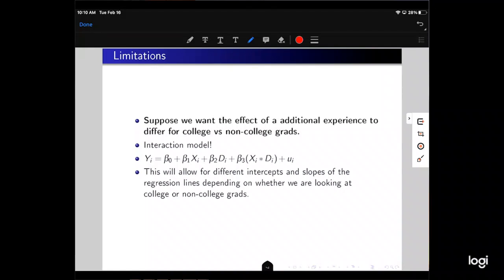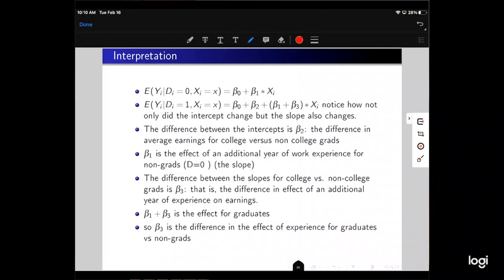So the solution, of course, is going to be an interaction model. We're going to multiply x times d, and this will allow for different intercepts and slopes of the regression lines depending on whether we are looking at college or non-college grads. The interpretation is, let's take the expected values again. Expected value of earnings, conditional on d_i equals 0 for x taking on any value x, and then the expected value of earnings, conditional on d_i equals 1 for any value of x.